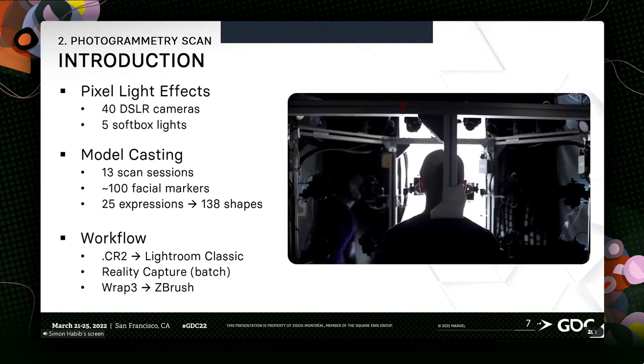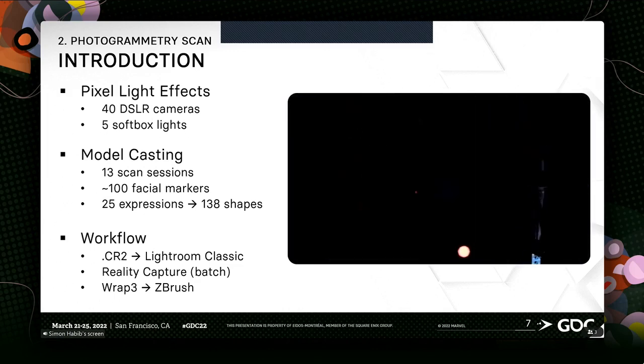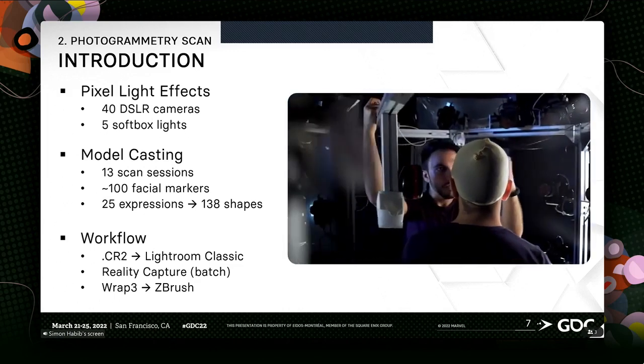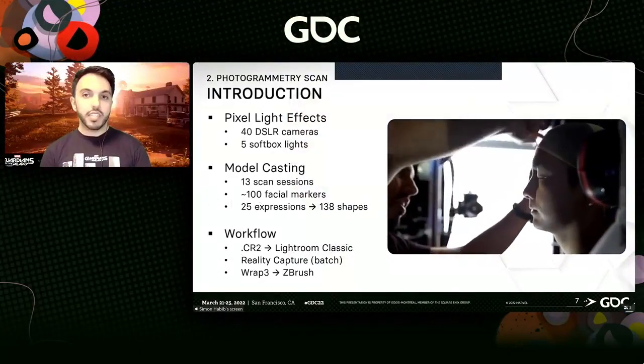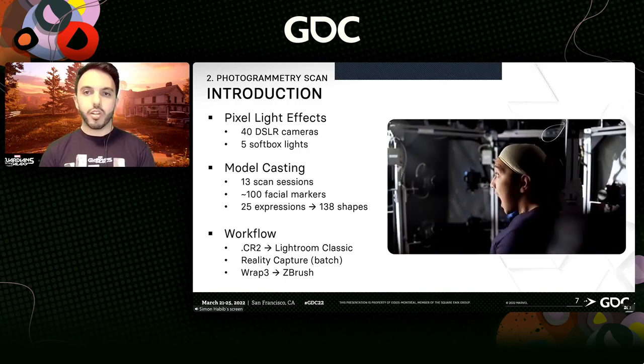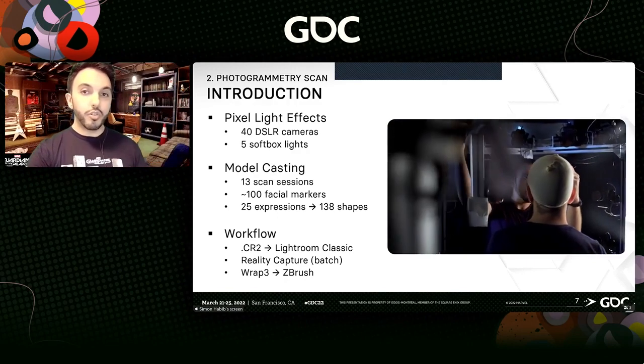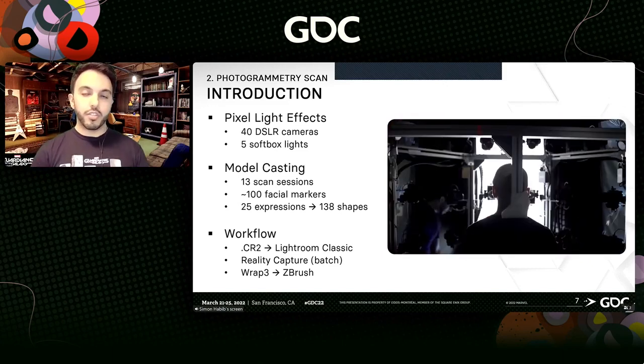The room itself is composed of 40 DSLR cameras and 5 softbox lights, which would all get triggered at the same time. The lights ensured that we have a nice diffuse lighting with hardly any shadows across the face. In total, we had 13 scan sessions, so 13 different models that came in for different characters.